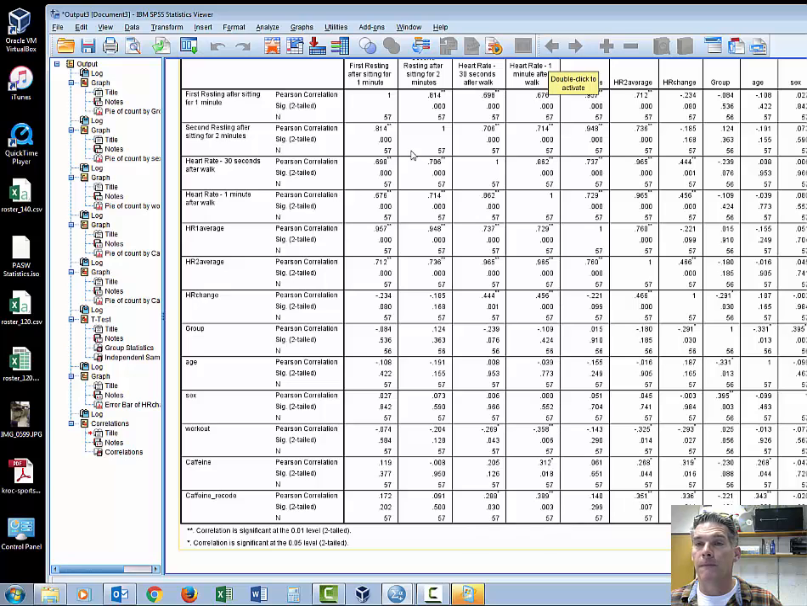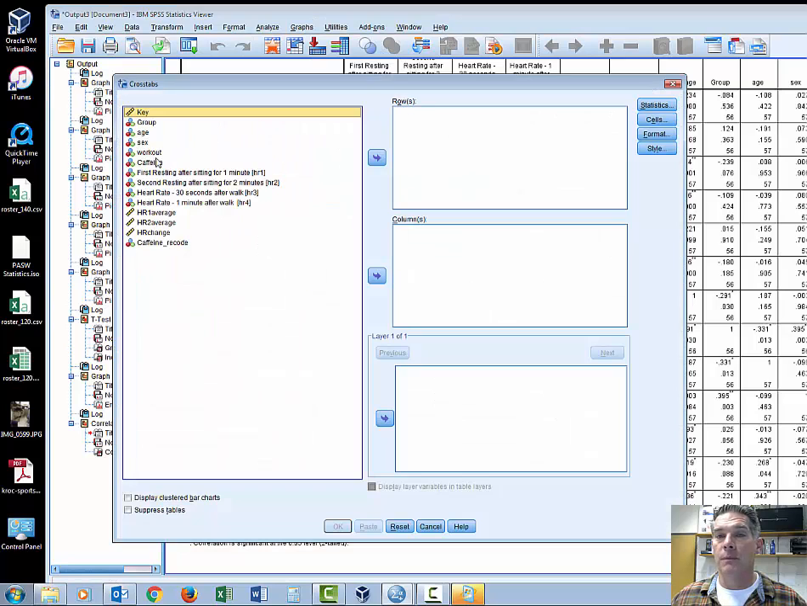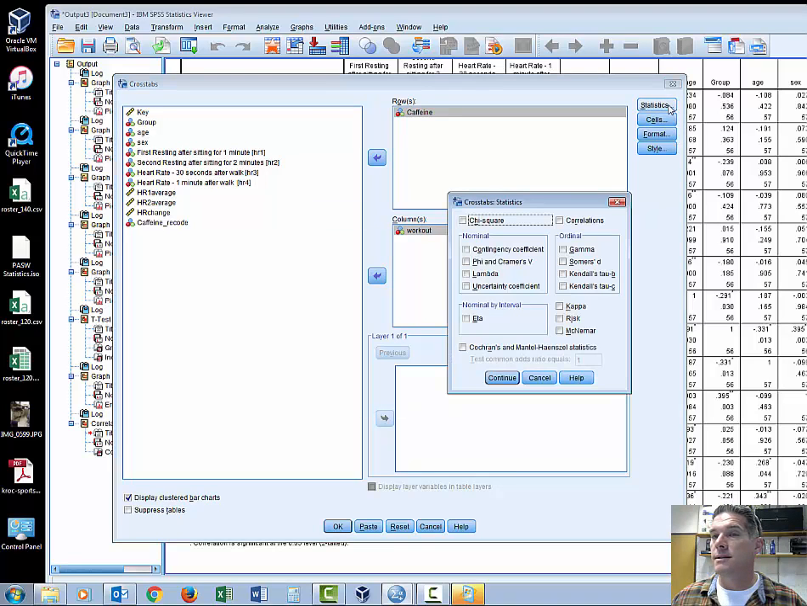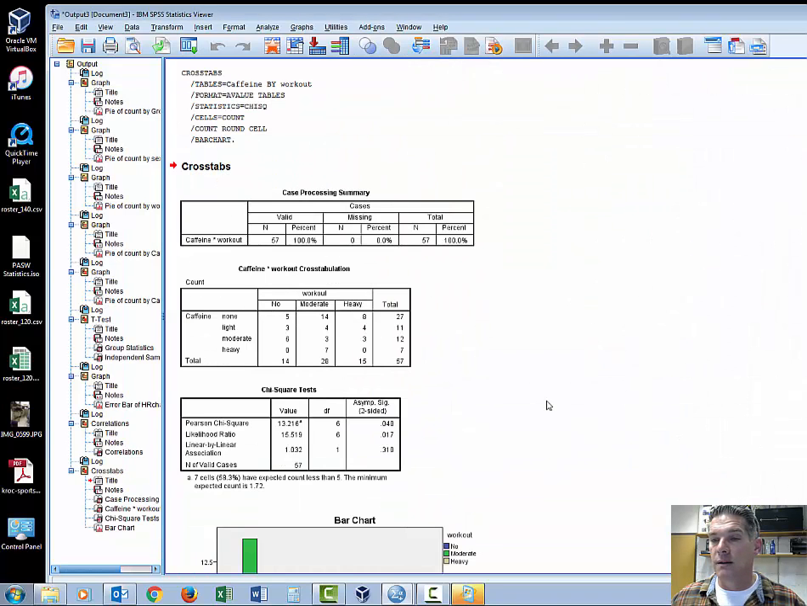So what we have to do is go through and look at these. Caffeine and workout: let's just quickly see if more people drink caffeine who work out. In order to compare the number of people who drink caffeine and work out, we're going to go to crosstabs. I'm going to put caffeine on one side and workout on the other, then display clustered bar charts and statistics, chi-squared, continue.